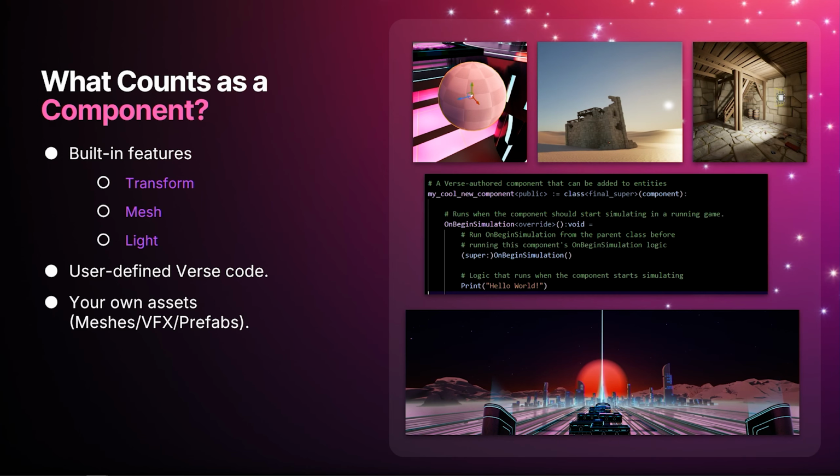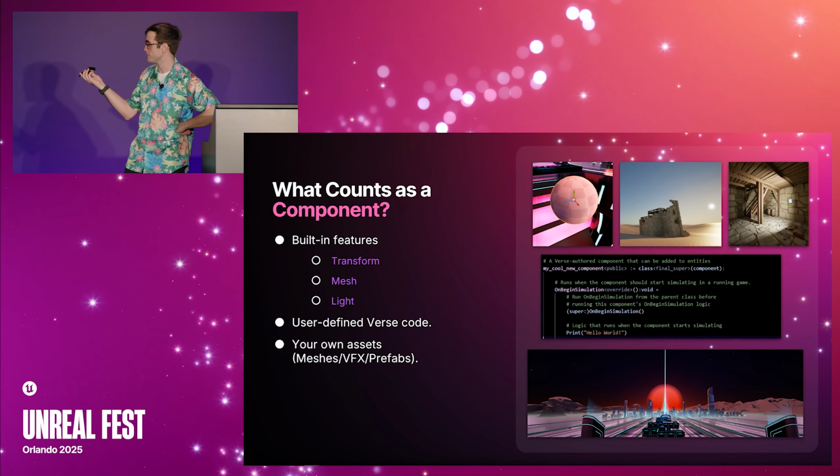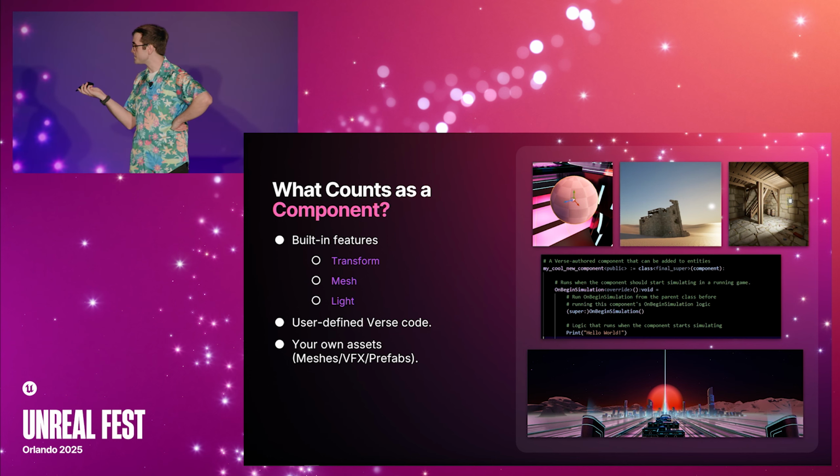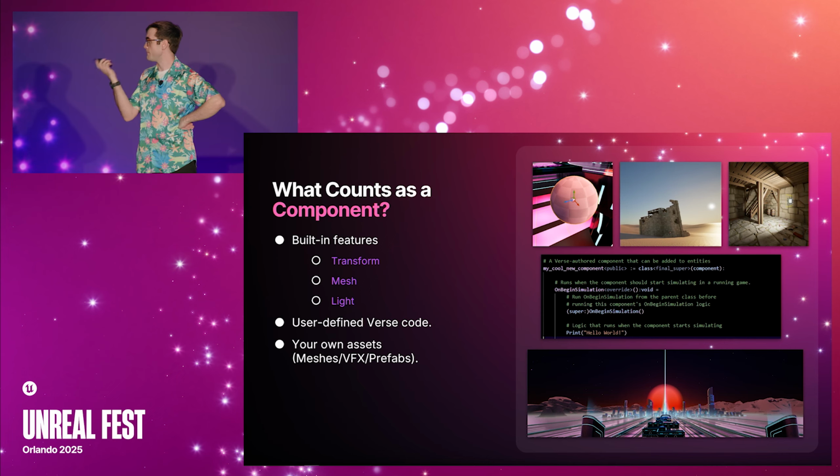And then kind of as I alluded to earlier, components can also be your own assets. So meshes you import, VFX you import into your level, even prefabs, right? If you save a prefab, you can expose it to verse, and by extension, your verse components, they're in your assets.digest.verse file. Meaning you can instantiate these objects at runtime. You can swap out meshes, spawn VFX, do all these other sorts of things because you can spawn them as components and they become part of the entity.